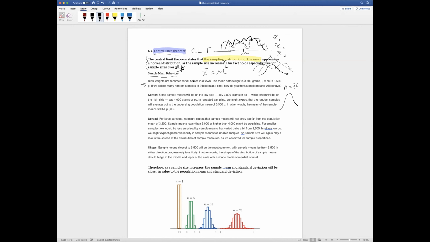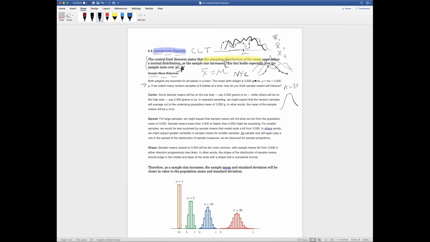Let's say that birth weights are recorded for all babies in a certain town. Let's say that we recorded all of the birth weights of the babies that live in NYC. And we know their mean. So we know what mu is. We know the mean birth weight is 3,500 grams. Okay, so that's mu. And the second bit says, if we collect many random samples of 9 babies at a time, how do you think the sample means will behave?